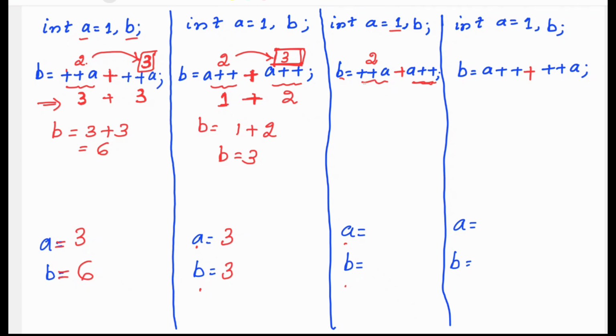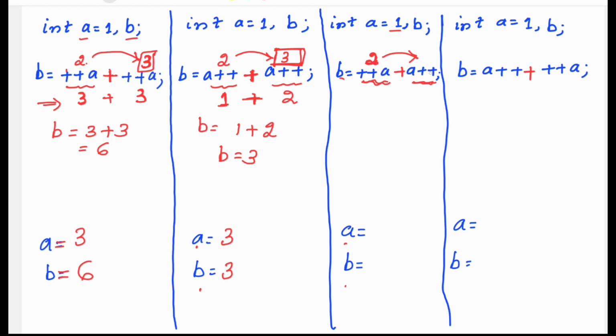So in this, what is the first? ++A. What is ++A? Pre-increment. Pre-increment says that first increment the value. Initial value is 1, you incremented, it became 2. And you assign it at the end. So now don't write anything below this sub-expression. Whenever pre-increment comes, you have to assign it at the end only. So now we'll move to the next sub-expression.